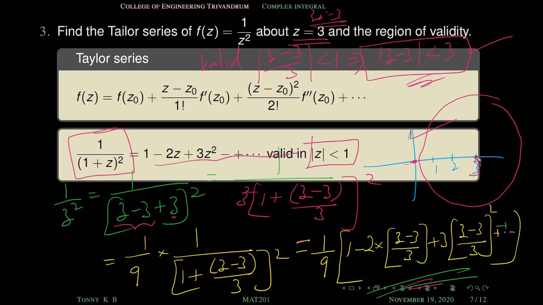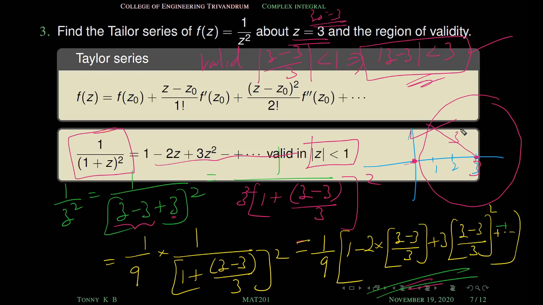So then the radius, yeah, the biggest radius is 3 because there is a singular point at z equal to 0. Okay. So the region of validity is the biggest open disk centered at z equal to 3 such that our function is analytic.